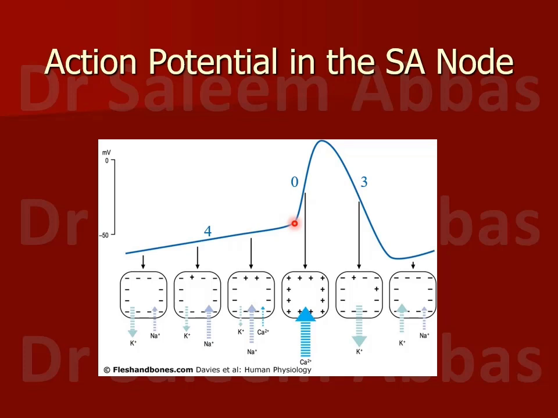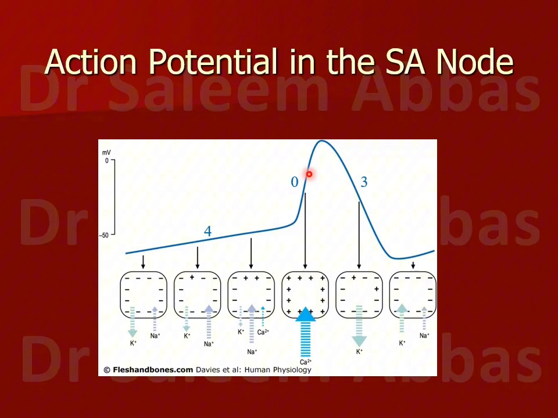And at -40 the L-type calcium channels are opened. L-type calcium channels, slow calcium channels, are opened, which allow the calcium ions to go in, and the inside becomes positive. This is depolarization of the SA nodal fibers, phase 0.